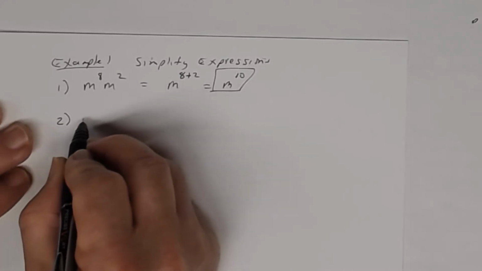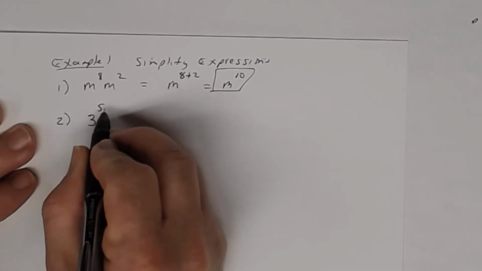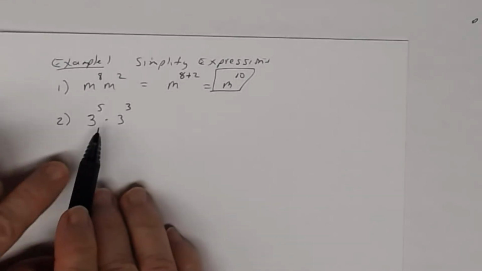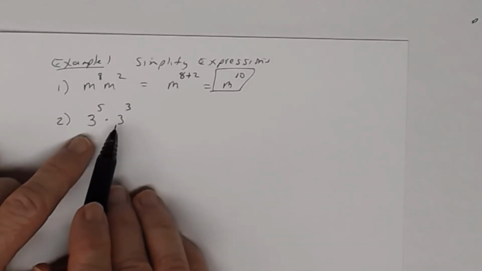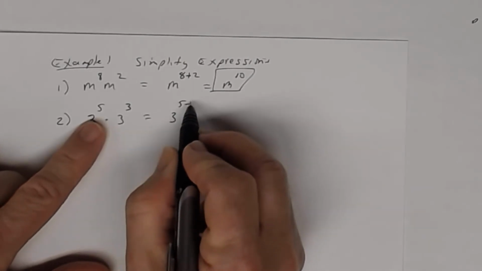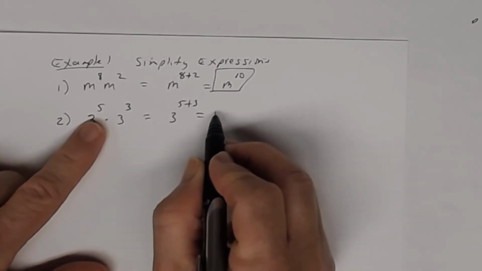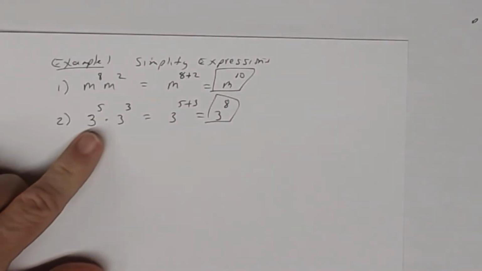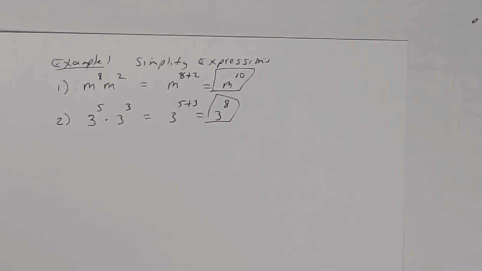Number 2, if I have 3 to the 5th power times 3 to the 3rd power, notice the base is the same, so you're multiplying, right? So it becomes 3, which is the base, raised to the 5 plus 3. So that's 3 to the 8th power. Okay? That's all you do. That is it. Very simple, isn't it?